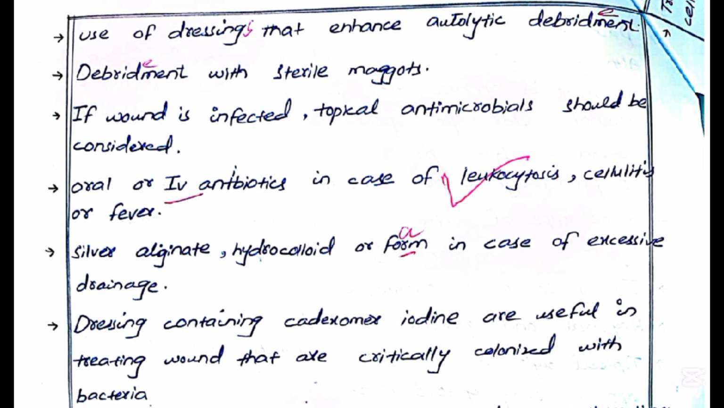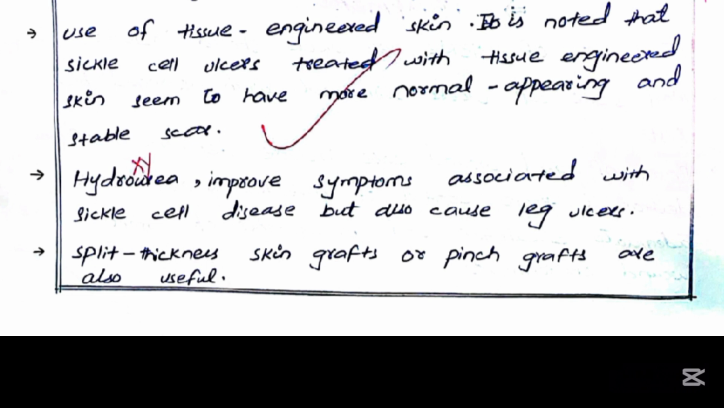Number 7: silver alginate and hydrocolloid are used in case of excessive drainage. Number 7 also: dressings containing cadexomer iodine are useful in treating wounds that are critically colonized with bacteria. Number 9 is use of tissue-engineered skin, and it is noted that sickle cell ulcers treated with tissue-engineered skin seem to have a more normal-appearing, stable scar. Number 10: hydroxyurea improves symptoms associated with sickle cell disease but may also cause leg ulcers. Number 11: split-thickness skin grafts and pinch grafts are also useful.